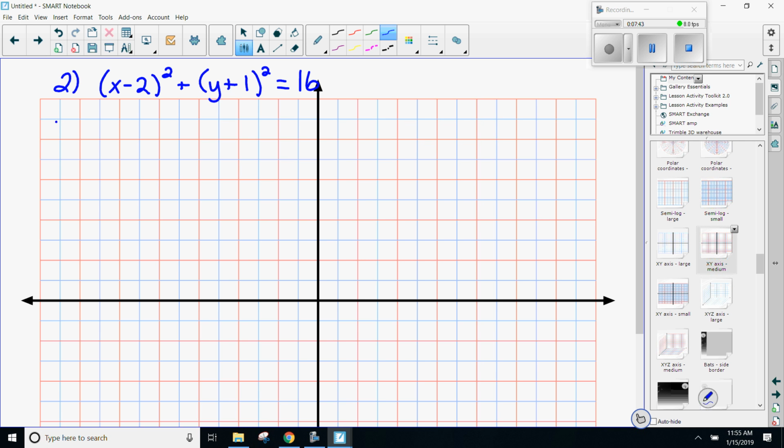So what is the center? That's the first thing they want. The center of your circle is 2, -1. And what is the radius? The radius is 4. So find your center to graph it. So I go over 2, down 1. And then I'm going to have a radius of 4.